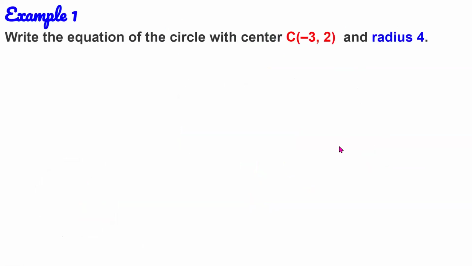All right, so let's go into our first example. Write the equation of a circle. We're given the center (-3, 2) and the radius of 4. So write the equation of a circle with the center (-3, 2) and the radius 4.